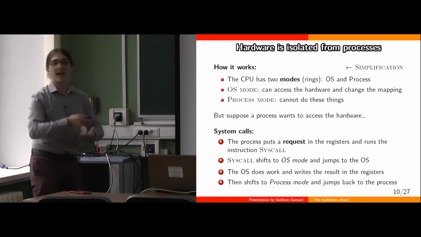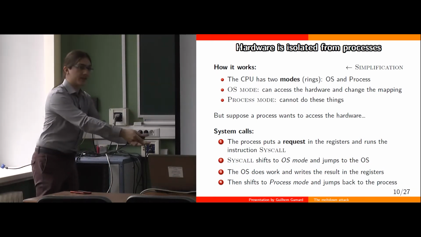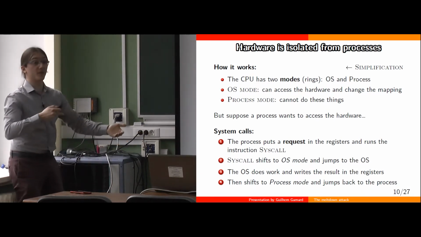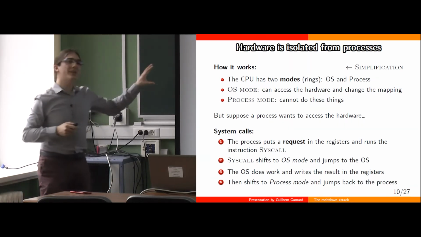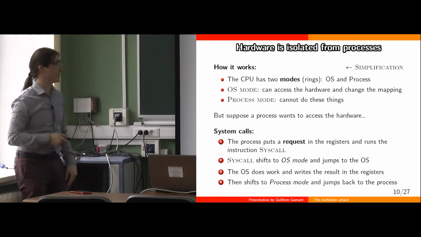So okay, now we are in OS mode, we are running some OS code, and the operating system does some work, like access the network, access the disk, whatever it likes, and writes the results of this calculation or this work back into registers, shifts back to process mode, and jumps back to the process who called us already. So it is somewhat like a function call, but a bit more complicated because we're changing CPU mode in the middle.